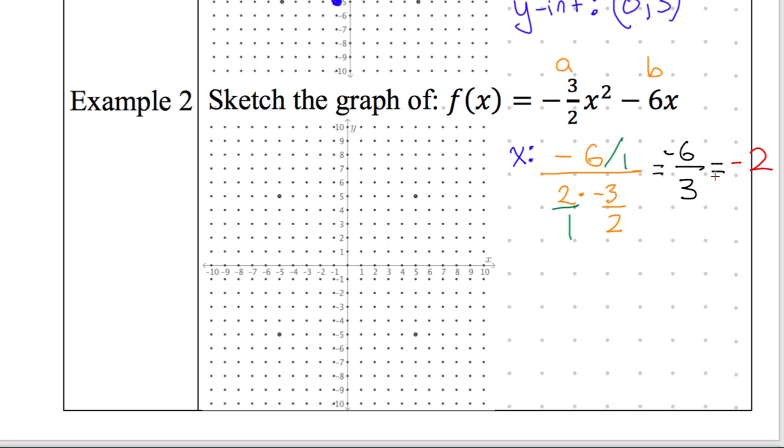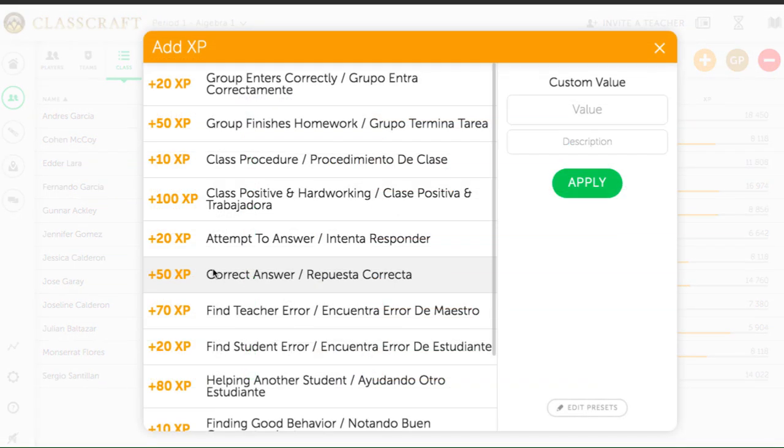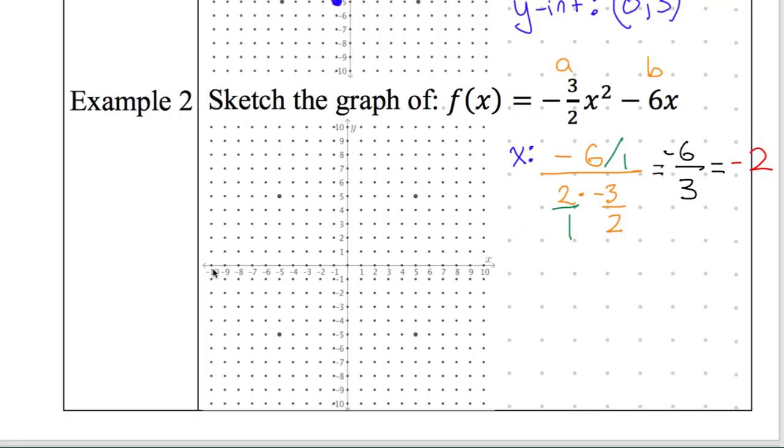What's next? Would the 3 also be a negative? Oh, it should be a negative. Yeah, I think I probably just messed up in copying that down. It is a teacher error.